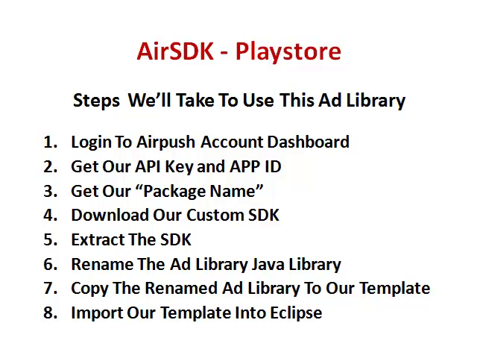Now these are the steps that we're going to take to use this new ad library, and I'm going to go over the steps briefly here in this slideshow, but then I'm going to actually do a live demonstration to show you exactly how to use it. The first thing you're going to have to do is log into your Airpush account dashboard. You're going to get your API key and your app ID. Those are the two things we did before, so there's nothing changed there.